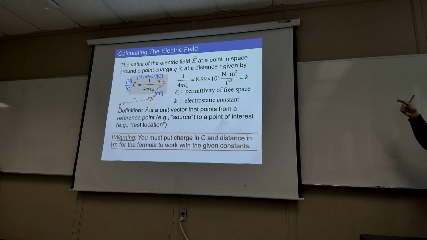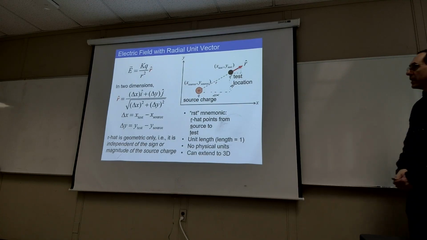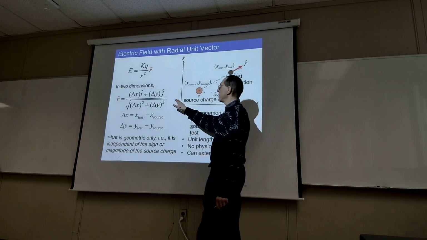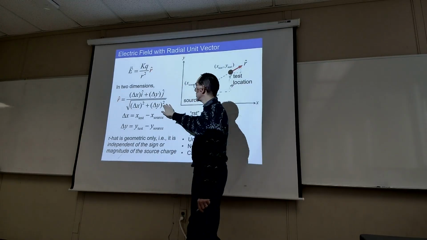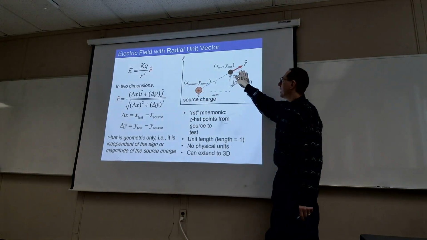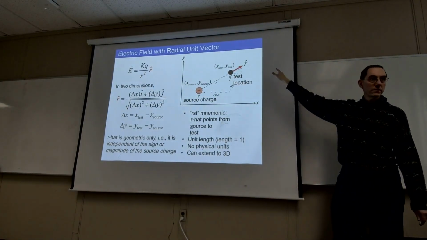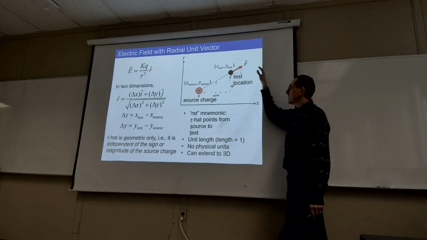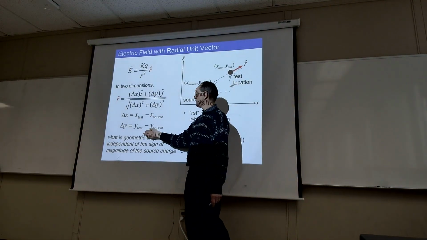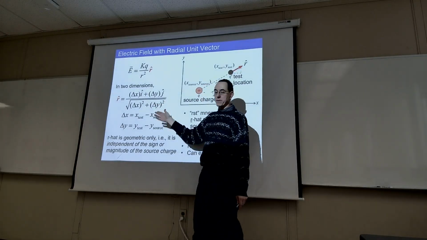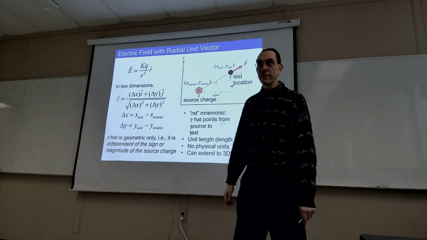Any questions about this from last time? Just as a reminder, this R hat vector, you can calculate it using this formula. To use the formula, you do need to know the coordinates of your source charge and your test location. Once you have those, calculate the difference between them, and then put those differences into the formula, and that will calculate your R hat vector.